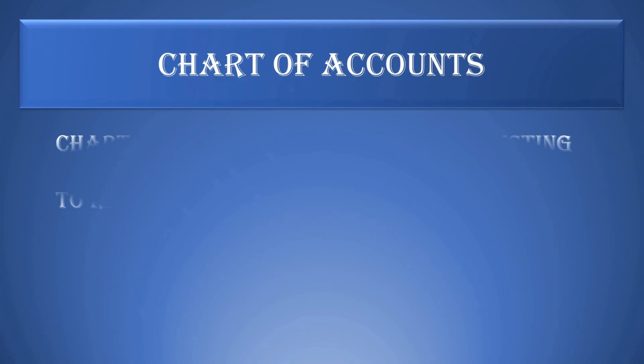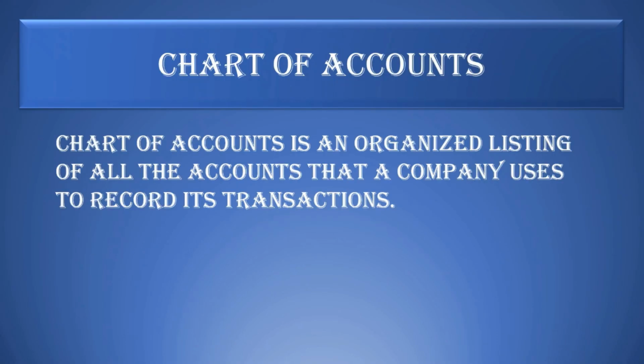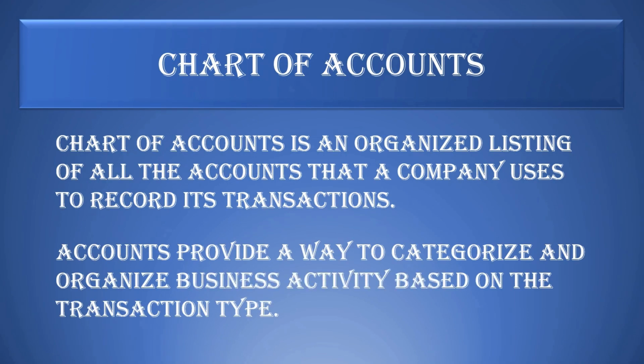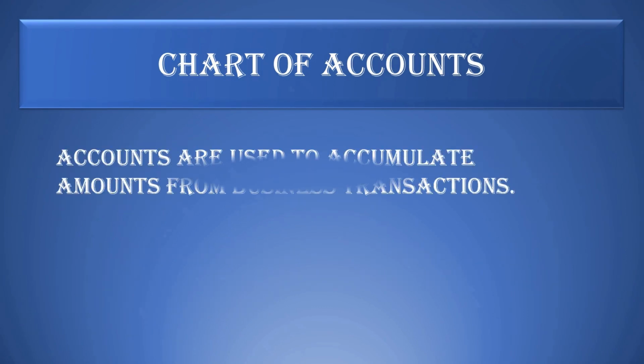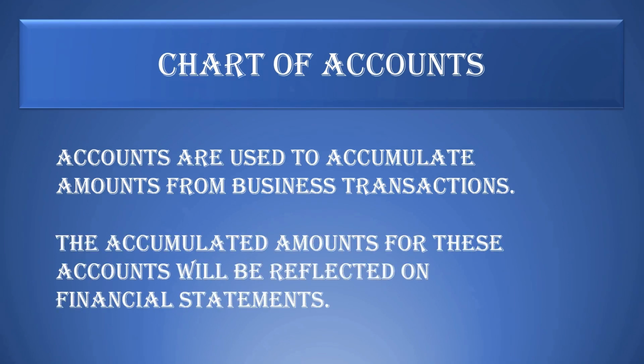Chart of accounts is an organized listing of all the accounts that a company uses to record its transactions. As mentioned before, accounts provide a way to categorize and organize business activity based on the transaction type. As the entries are posted to these accounts throughout the accounting period, the accounts are used to accumulate amounts from business transactions. This, in turn, will allow us to present totals for these accounts on different financial statements.